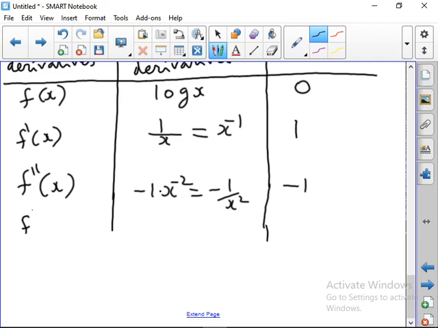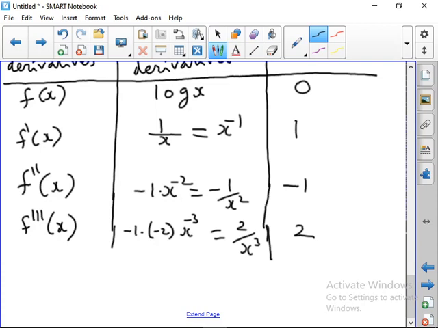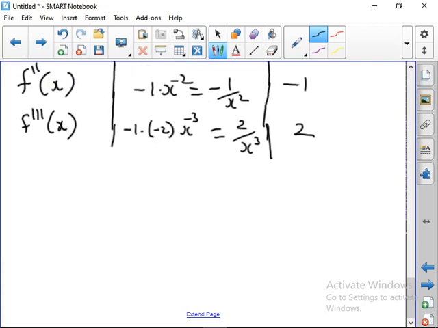Then f triple dash of x. So differentiate this again, minus 1 into minus 2 into x power minus 3. So what is that? 2 by x cube. So we get 2 at x is equal to 1. So it is asked to find only up to 3 non-zero terms. Okay, so here we have got 3 terms. So this is enough. So now we will write the expansion.